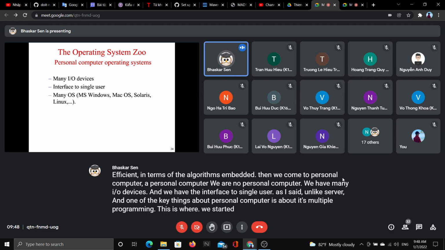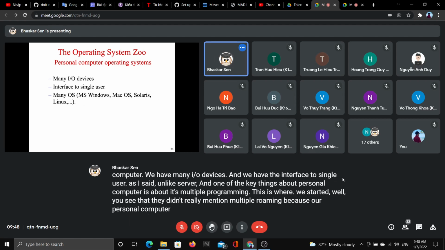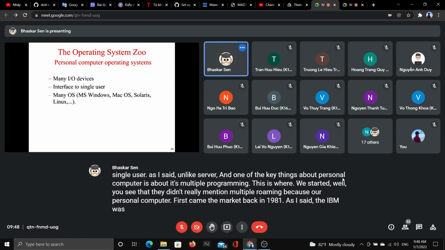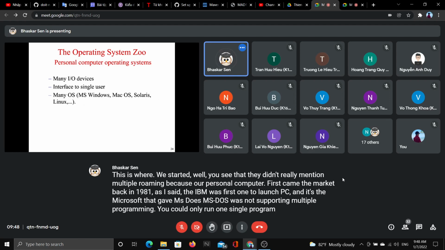You see that they didn't really mention multi-programming, because when the personal computer first came to the market back in 1981, IBM was the first one to launch the PC, and it was Microsoft that gave MS-DOS. MS-DOS was not supporting multi-programming. You could only run one single program at a time.